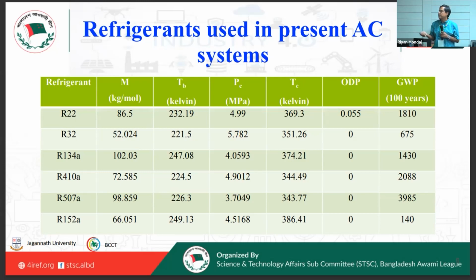But these gases have a very big global warming potential. Global warming potential means, for example, R22 is 1810. That means this gas has 1800 times higher heat trapping capacity than carbon dioxide. So this is compared to carbon dioxide. Like this one is 1400 times higher heat capacity than carbon dioxide. So all these widely used gases have a very big global warming potential.